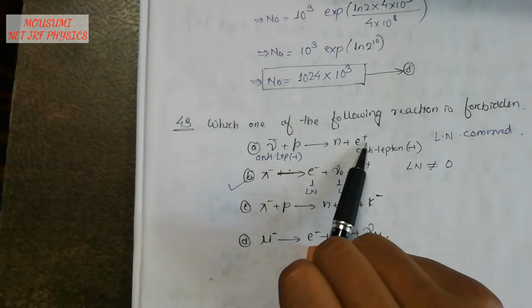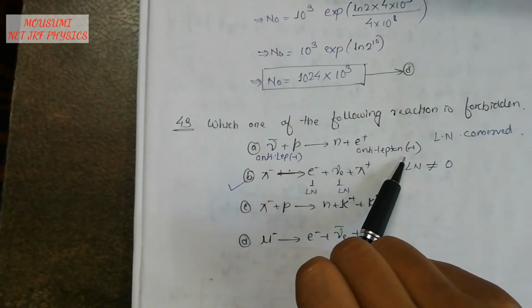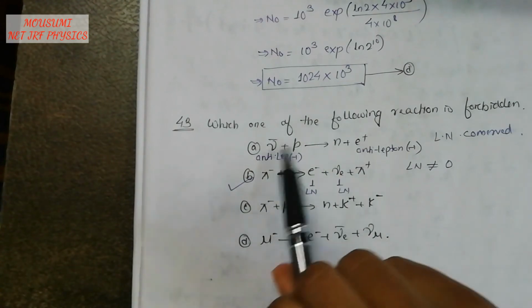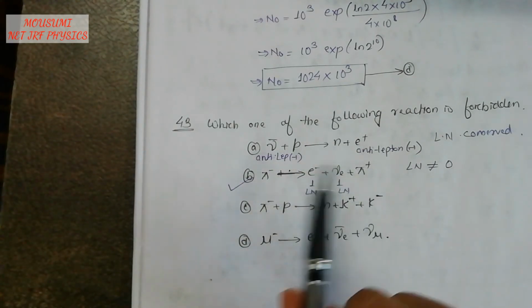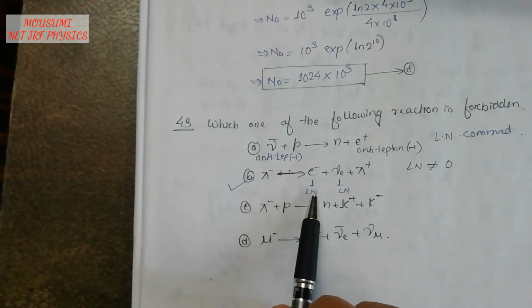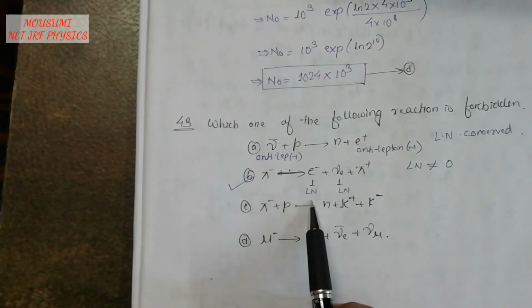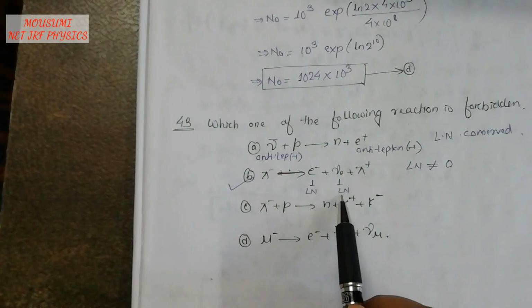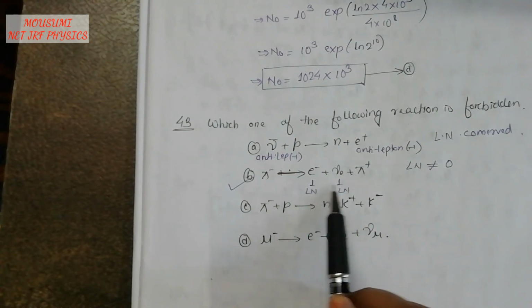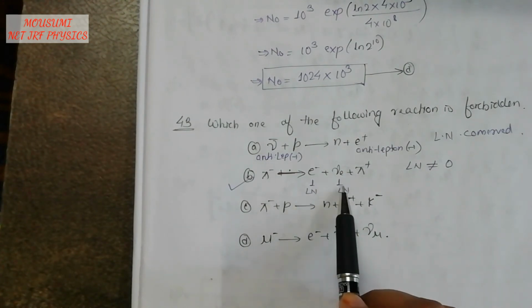On the right hand side you can say this is also an anti-lepton, so its lepton number is what? -1. So we can see here that the lepton number is conserved. In case of the second one, the lepton number for this is 1, and for this it is 1. We can see the lepton number is not conserved in this case.